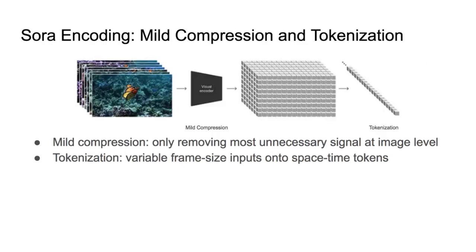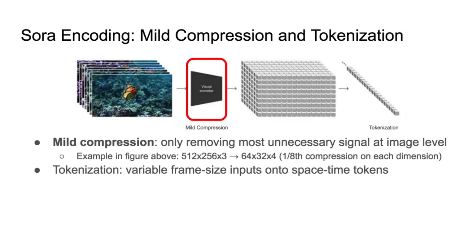Sora encoding comprises a mild compression and a tokenization step. The mild compression step is usually a small-sized VAE. This module compresses each individual image separately. The example in the figure is a 2:1 ratio image of 512 by 256 by 3 channels, reduced to 64 times 32 times 4 channels for a 1/8 compression for each dimension. This ratio can be increased to say a quarter, but practically not lowered without having non-negligible loss of quality.